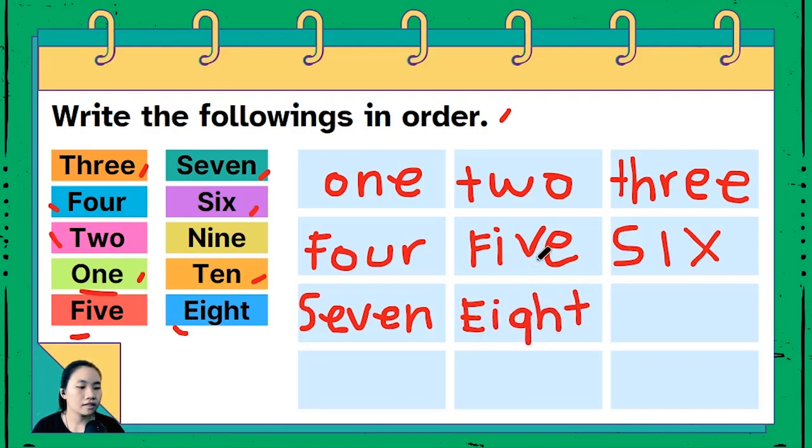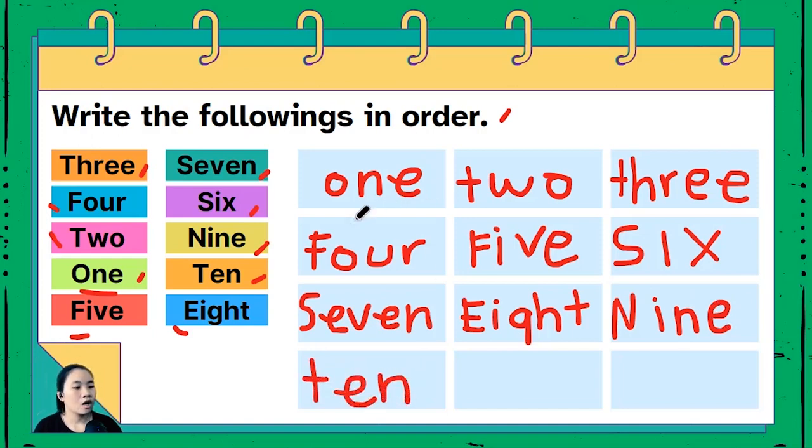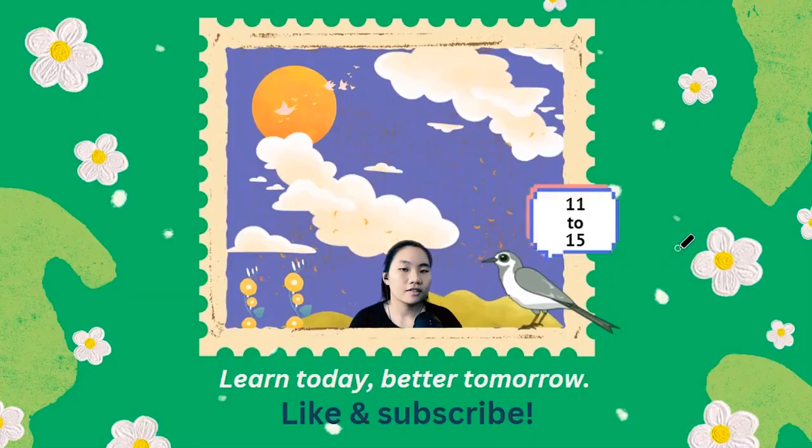E-I-G-H-T. 8. Next up is 9. N-I-N-E. 9. And our last number is 10. T-E-N. 1, 2, 3, 4, 5, 6, 7, 8, 9, 10. That's it for our lesson.